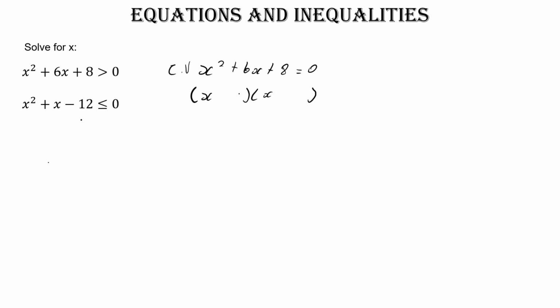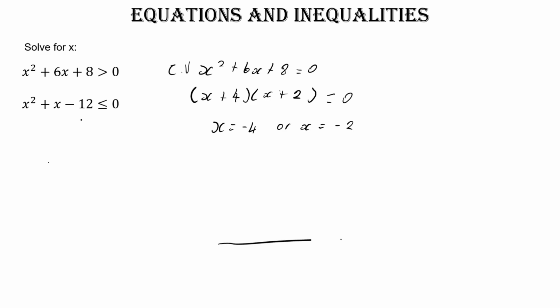and choose the factors of 8, 4 and 2. Both of them are going to get a positive. Why is that? 4 plus 2 will give me 6, and 4 times 2 will give me what? Positive 8, right? Make it equal to 0. x is equal to negative 4, or x is equal to negative 2.